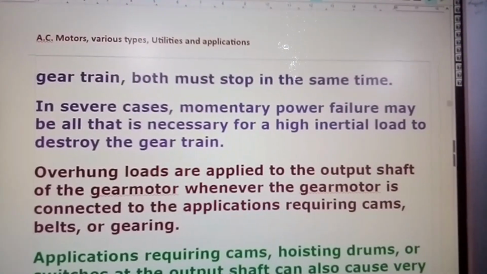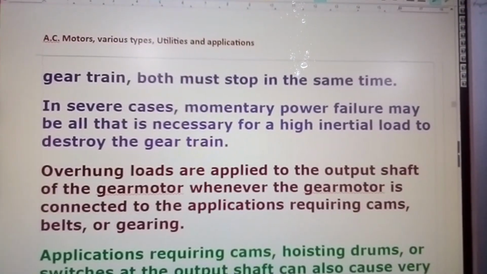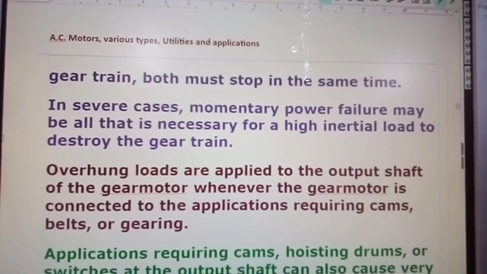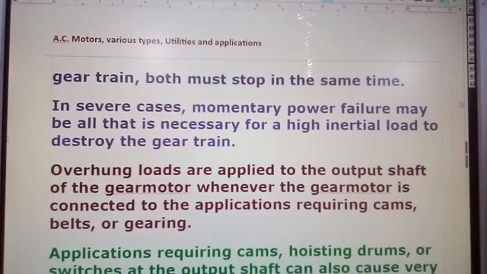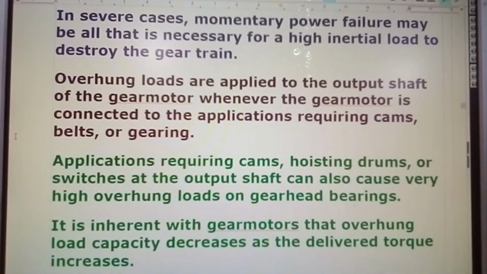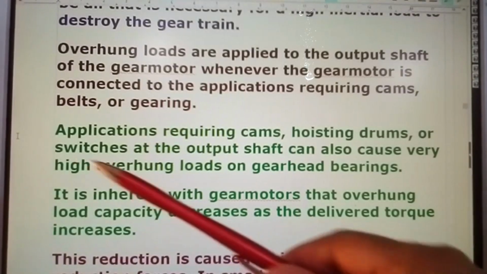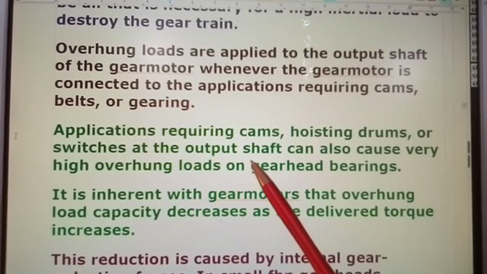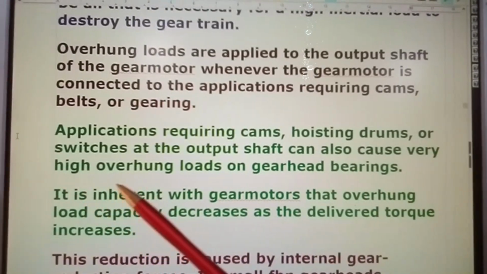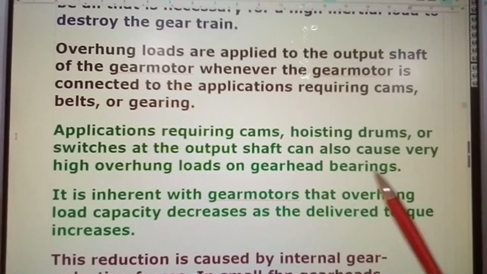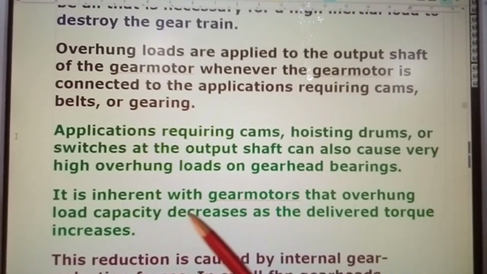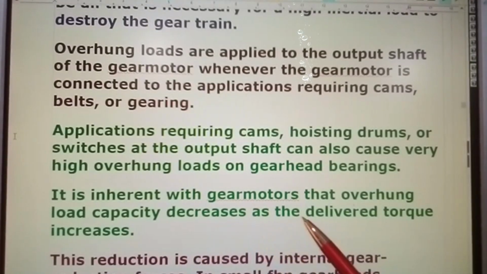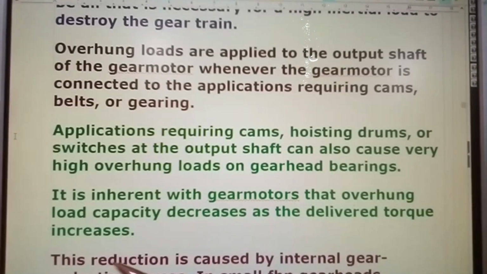Now, some of you will be a lot more familiar with this because some of you will actually be dealing with motors that drive a belt or chain or a pulley of some sort. Applications requiring cams, hoisting drums, or switches at the output shaft can also cause very high overhang loads on gear head bearings. It is inherent with gear motors that overhang load capacity decreases as the delivered torque increases.